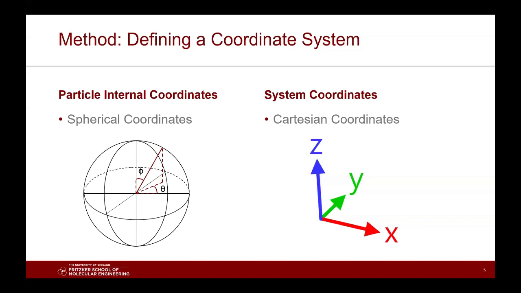The system coordinates will be in Cartesian coordinates. So for each particle, we can use the XYZ position to describe the center of each particle. But to describe the surface of a particle, we'll be using spherical coordinates. So for each particle, there'll be a local psi and phi angle that we can then use to describe it.